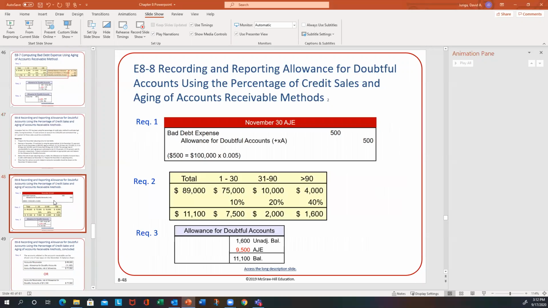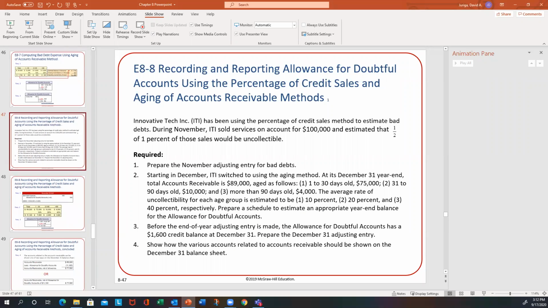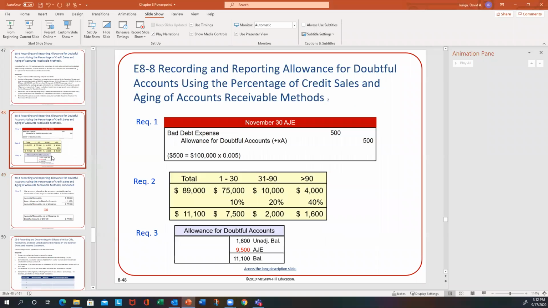All right, so let's take a look at the first one. And again, it looks like the percent, let me go back, you kind of missed it. It says estimated that 1/2 of 1%. So don't miss it. It's 1/2 of 1% is your initial estimate. So that's actually 0.005. So if you look at this first slide, what they did was they took that 0.005 times your credit sales. I got $500. That would be your adjusting entry. Again, this is the percent credit sales method. You just take your percent times the sales. That's your adjusting entry. That's pretty simple.